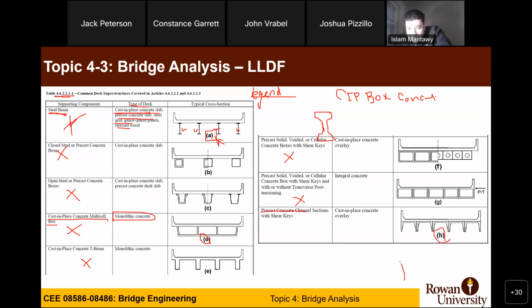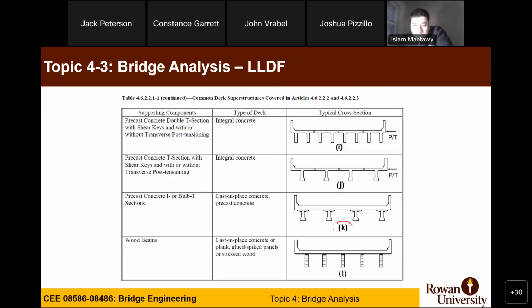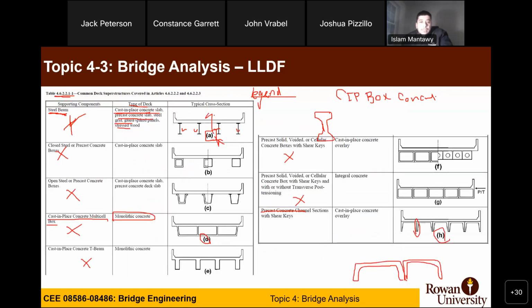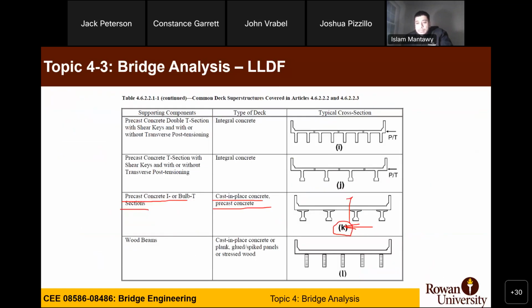Channel means that your cross section looks like that. And you can see it clearly, right? They have two legs here. So where is it? It's actually section K here, because the table has a continuation. Precast concrete I or bulb T section with cast-in-place concrete. So it should be K. So in our class, we will focus on section A and section K. A is steel, K is precast concrete. Any questions so far?